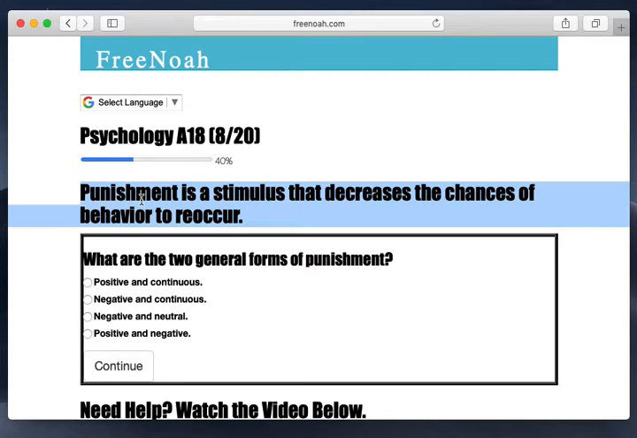Now, there are two forms of punishment. You have positive, you have negative. Okay. So basically, what we want is to decrease the possibilities of this behavior, or the specific behavior, to reoccur. For example, let's say we wouldn't like the kid to have sweets at night because it prevents him from sleeping. All right, he's too hyper. He's on a sugar rush, right?